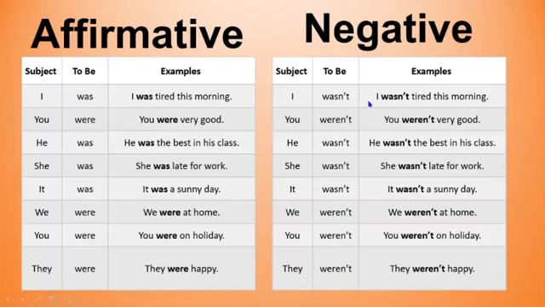For example, I wasn't tired this morning. You weren't very good. He wasn't the best in his class. She wasn't late for work. It wasn't a sunny day. We weren't at home. You weren't on holiday. They weren't happy. Okay? Now, don't forget that this is the affirmative form and negative form.